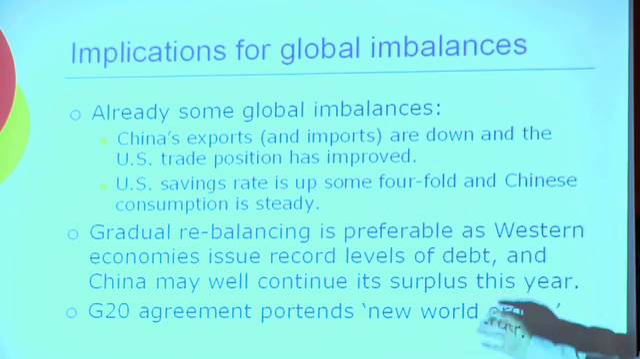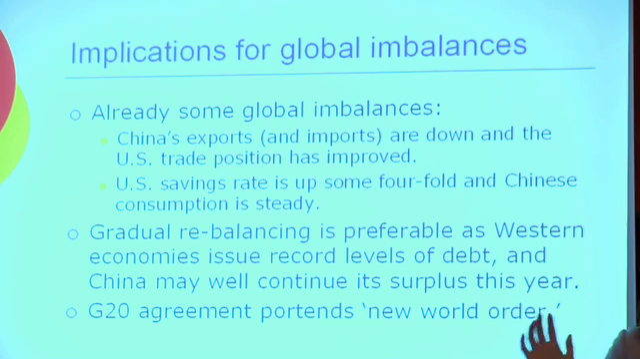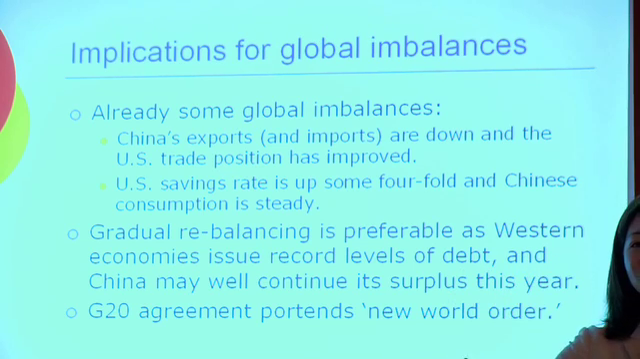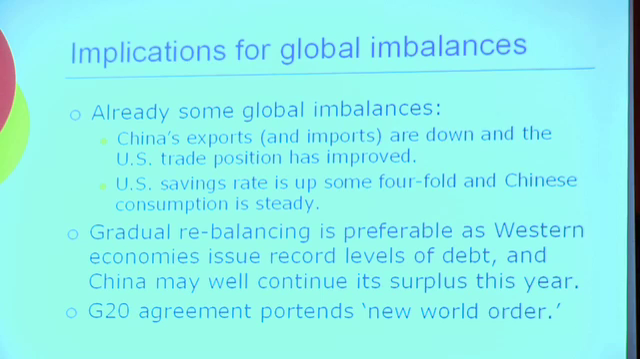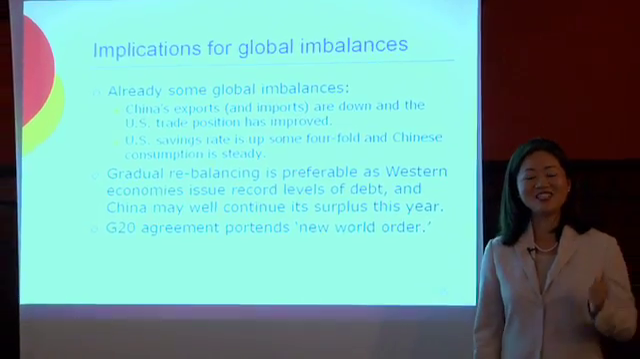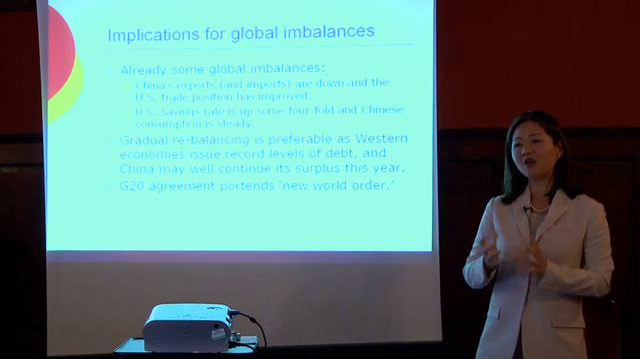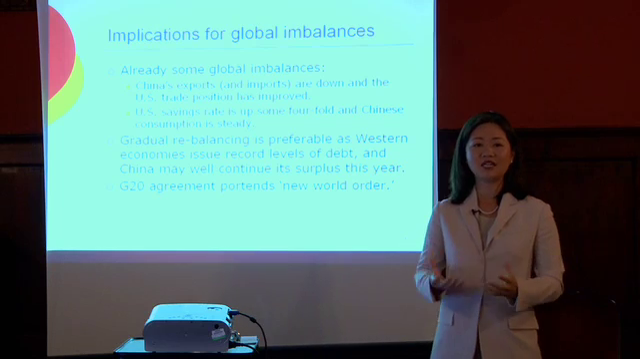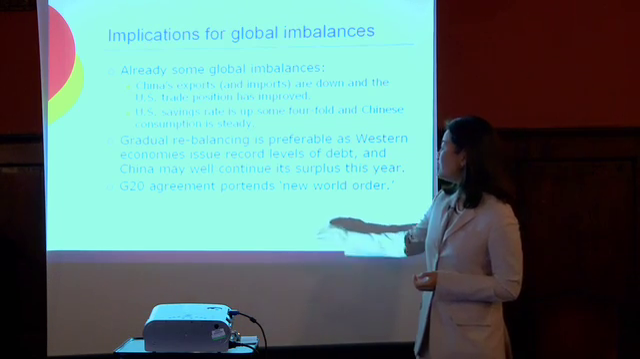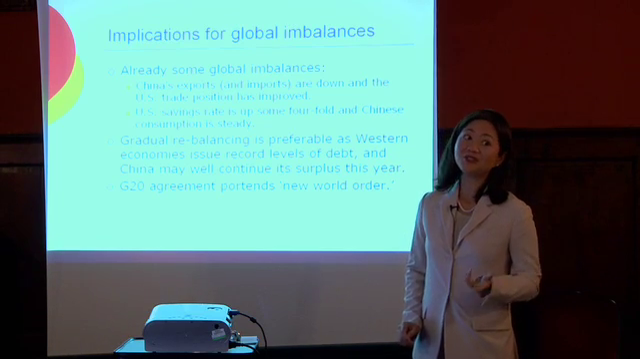And I suppose I would also argue that gradual rebalancing is preferable rather than having some system imposed, you must rebalance, for the simple reason that Western economies are issuing record amounts of debt. Surely we would want countries to continue to buy these debts while they gradually liberalize their own exchange rate, so they're not so reliant on buying debt to stabilize their currencies. And the G20 agreement covers a great deal of this, and it has been called the New World Order. At least it's been called that last night on Newsnight.